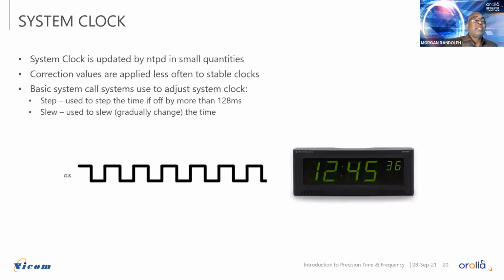Now this is the system clock that I was talking about, where within our device, we have the system clock. The system clock is updated by NTPD in small quantities. So correction values are applied less often to stable clocks. So basically, NTP typically slews to bring your time in.